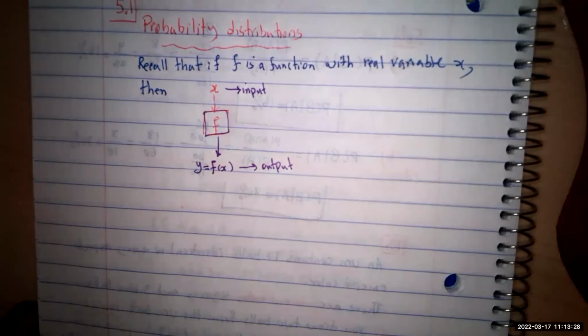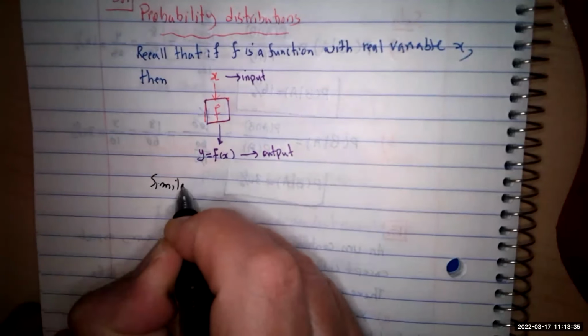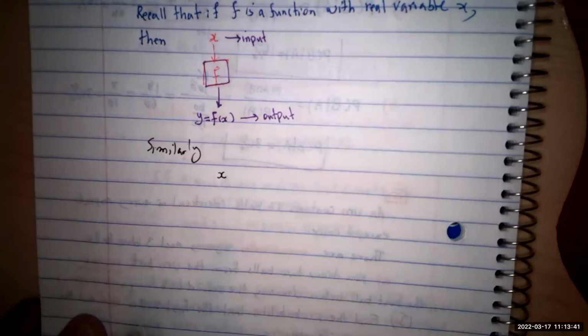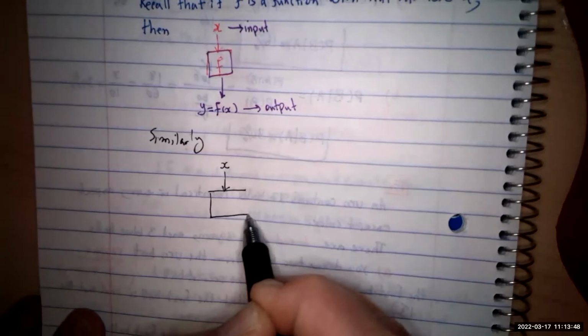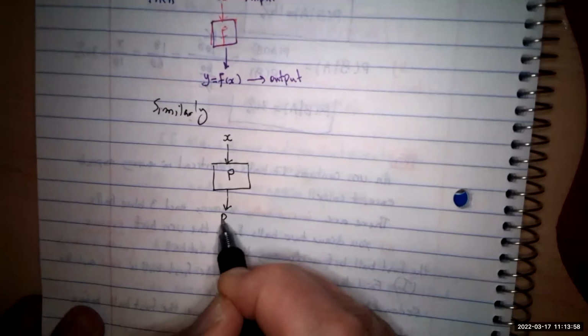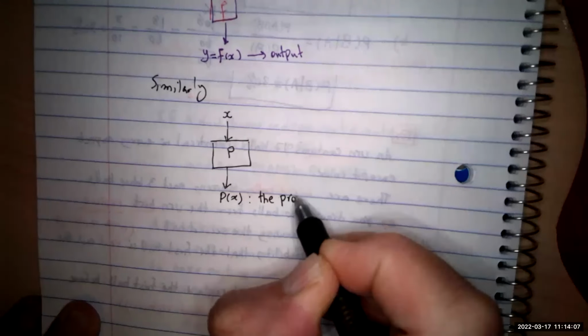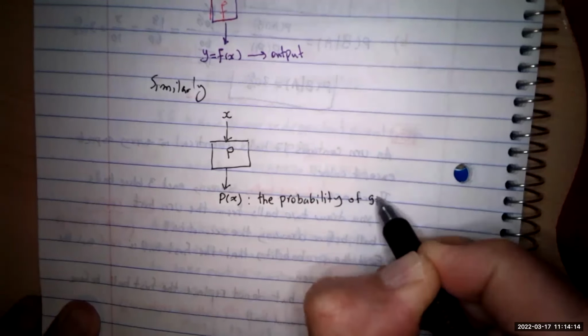Now, that's algebra. We would like to do something similar in statistics. We start with the x, but we are going to drop it into the probability function now. The probability function would be p, and the result would be p of x. What is the meaning of p of x? It means the probability of getting x.